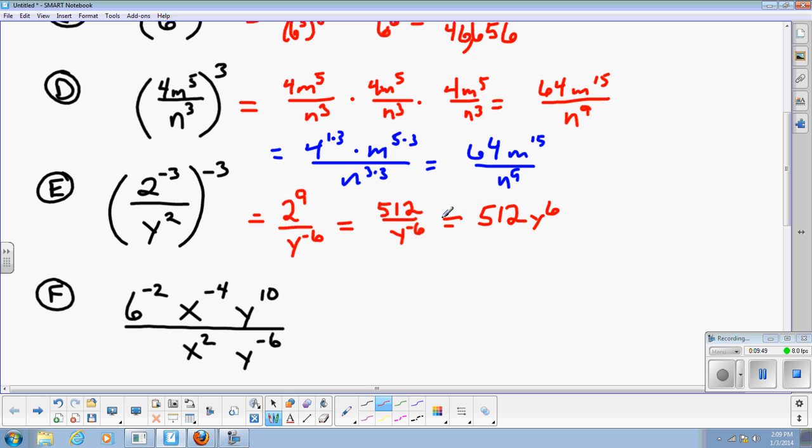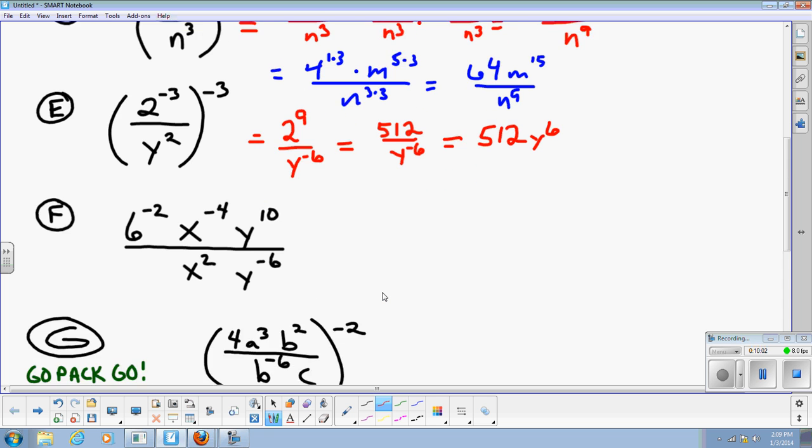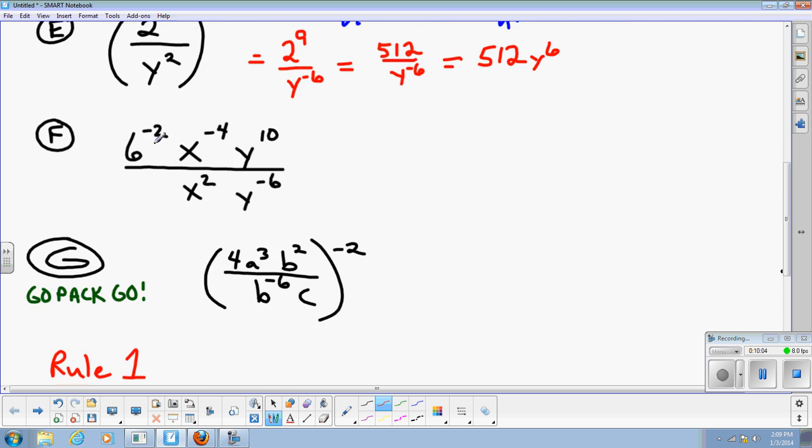It was in the denominator with a negative. I move it to the numerator. So this would be like y to the 6th over 1. But I'm going to leave it this way. I don't have to write this as dividing by 1. Letter F. And we're getting there. All right, so letter F.